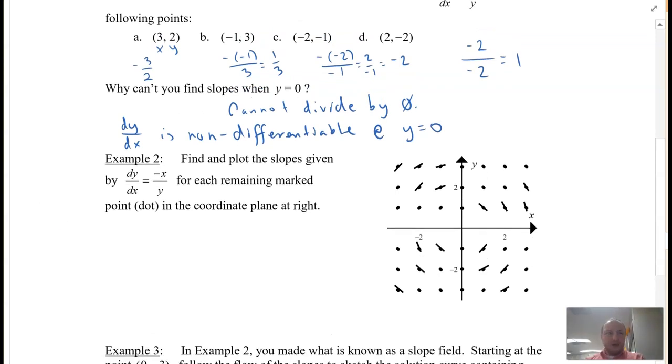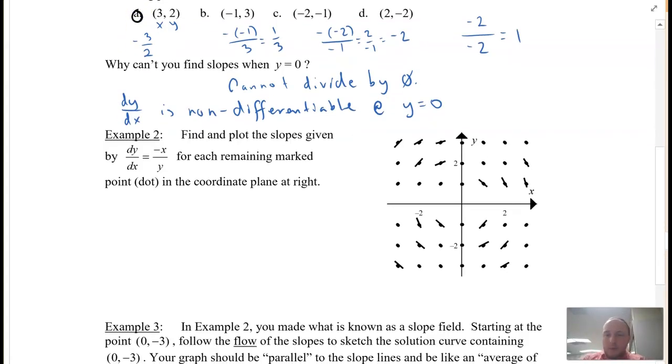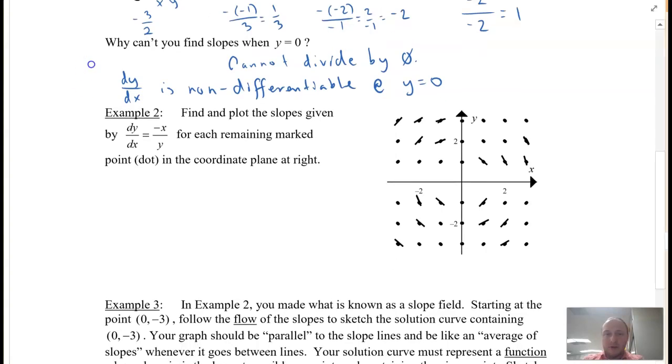So I'm going to go ahead and complete this slope field. They've done some of them for us, but I'll go to point A. So 3, 2. I know the slope is negative 3/2. At negative 1, 3, the slope is positive 1/3. At part C, negative 2, negative 1, the slope is negative 2. They have all of these slopes for all of these values, and what we can do is complete it by going to the points.